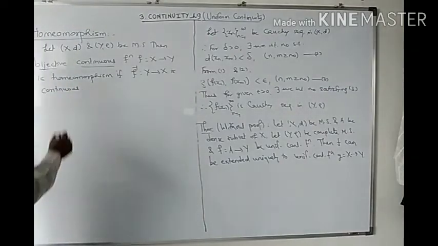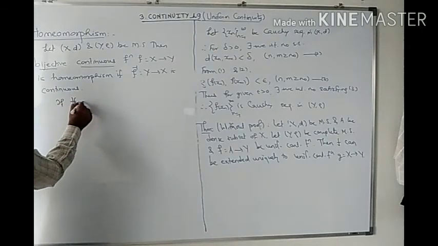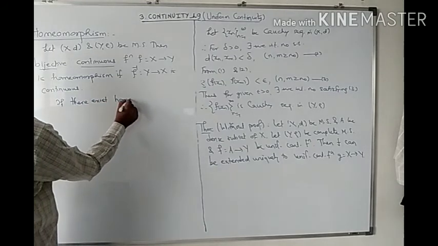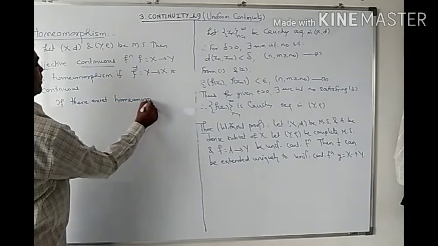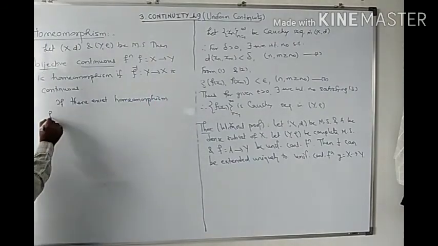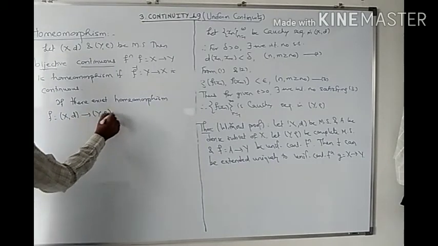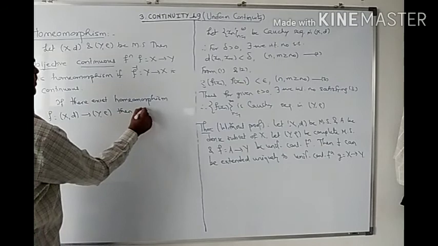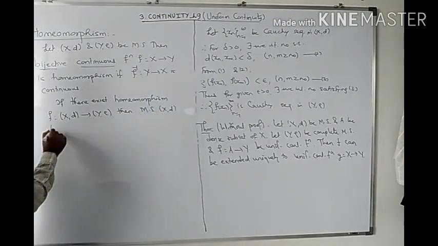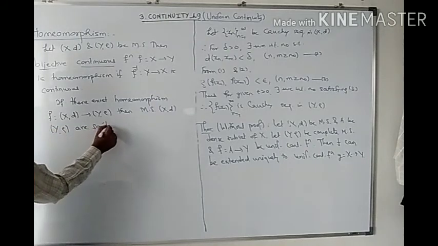If there exists a homeomorphism f from X to Y, then the metric spaces (X, d) and (Y, ρ) are said to be homeomorphic metric spaces.